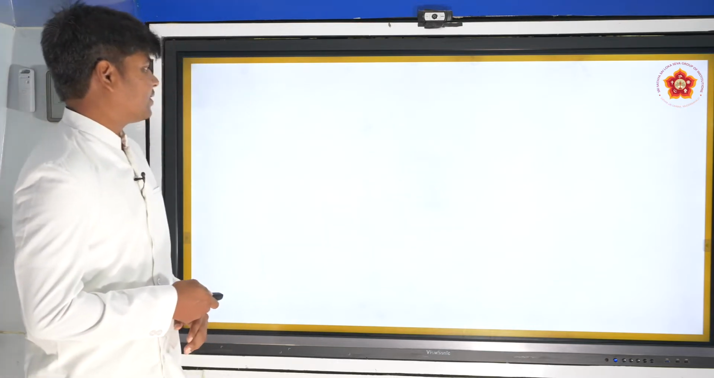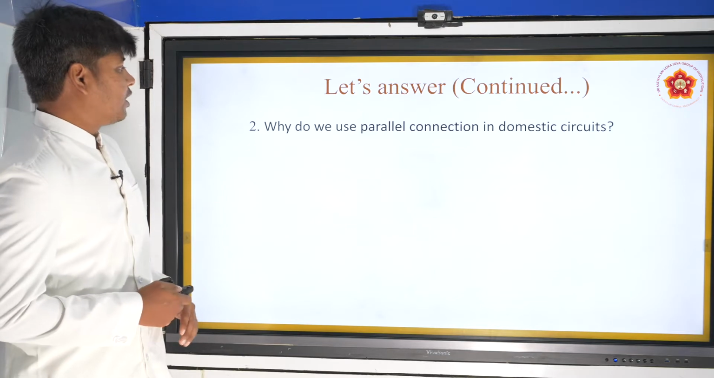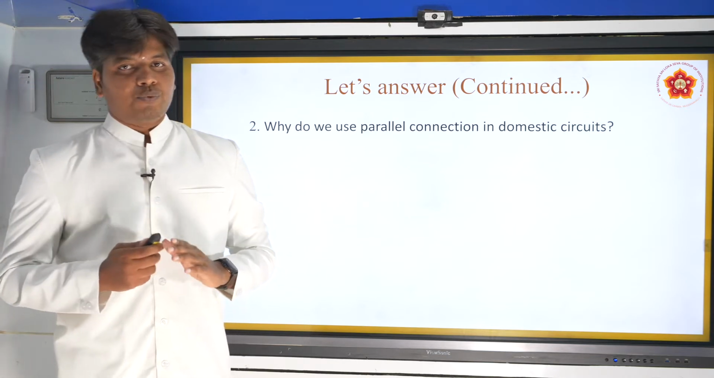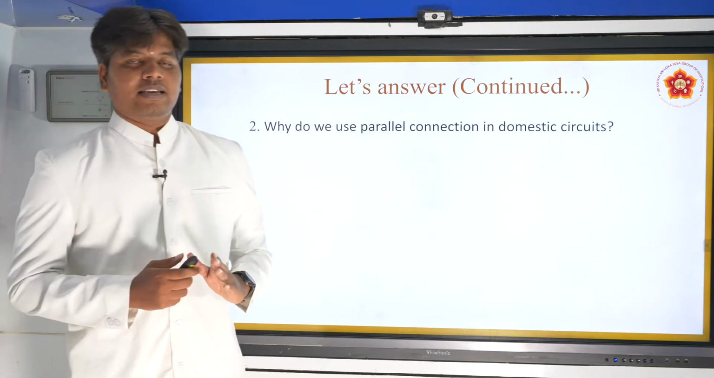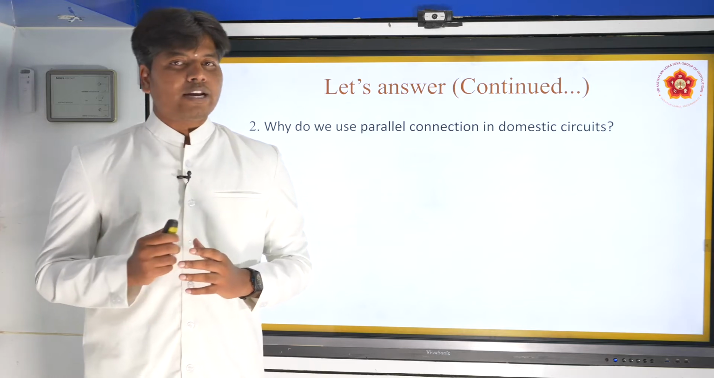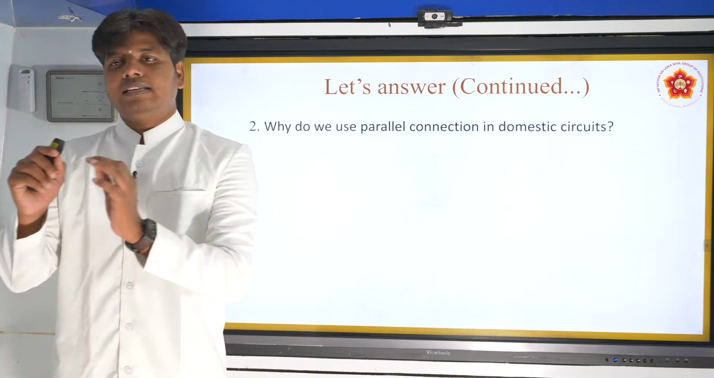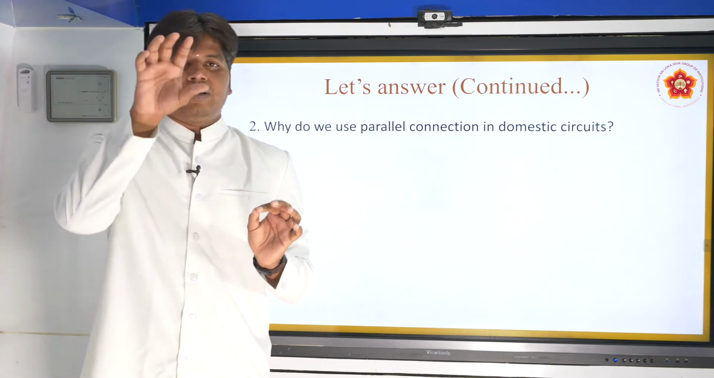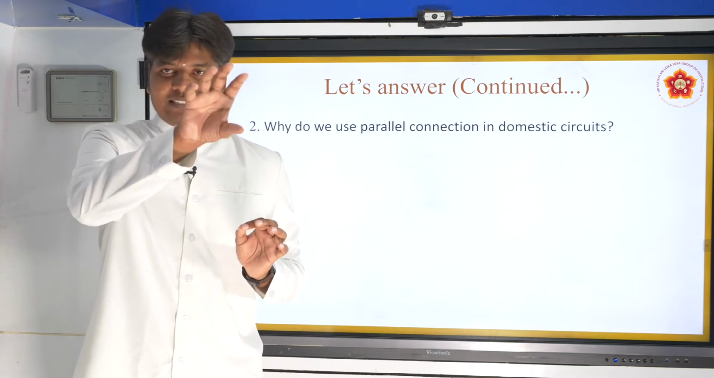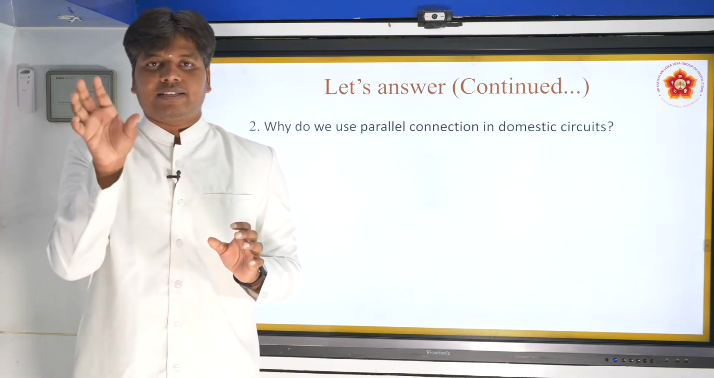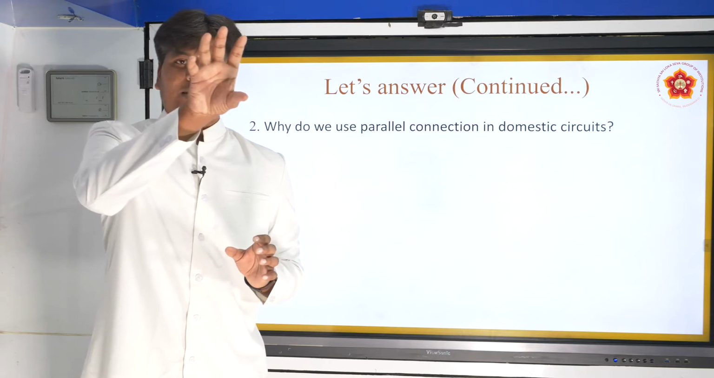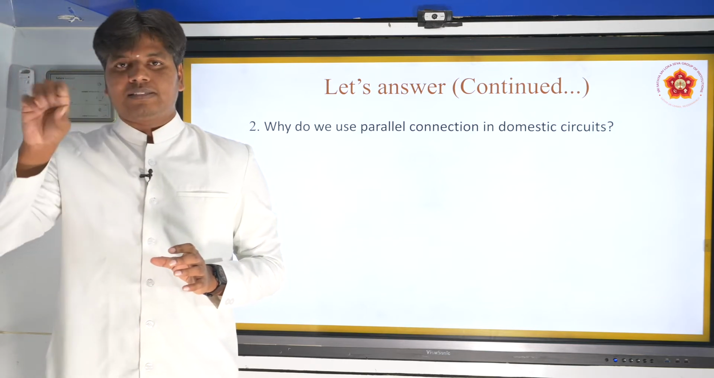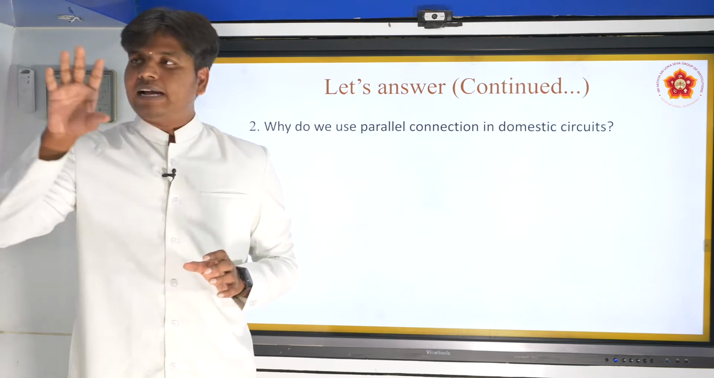Now let us go to the second question. Why do we use parallel connection in domestic circuits? We have emphasized this in the last session. Again, let us explore this. What happens if we connect a series circuit? See, this is a live wire. You have an appliance here attached in series. Series means end-on-end connection, right? One piece of equipment is attached here, another is attached in series to this appliance. For example, this is a bulb and this is a fan.